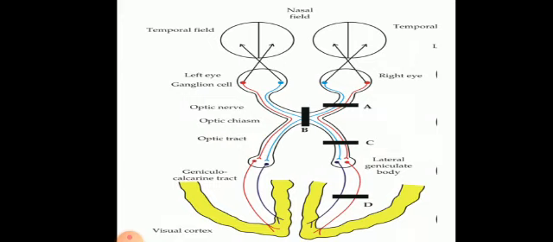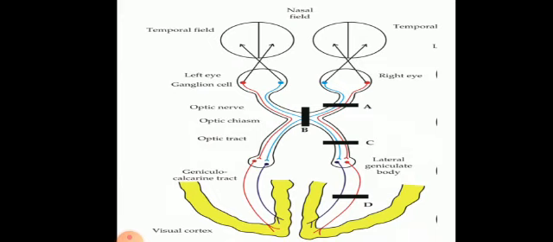Now the optic nerve travels to the optic chiasm, where about half the fibers of each eye cross over to the opposite side. After the optic chiasma, the fibers travel as the optic tract to the lateral geniculate body. Now the fibers from the temporal half of the retina, that means the blue fibers, do not cross the midline and travel in the optic tract of the same side.